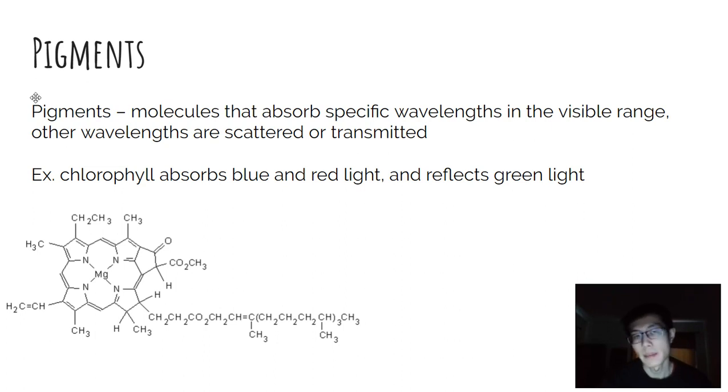So we have pigments over here. Pigments are basically molecules that are able to absorb specific wavelengths in the visible range, and the others are going to be scattered or transmitted. So it only absorbs specific wavelengths. A very well-known pigment is called chlorophyll, and it absorbs blue and red light and reflects green light, which should make a lot of sense.